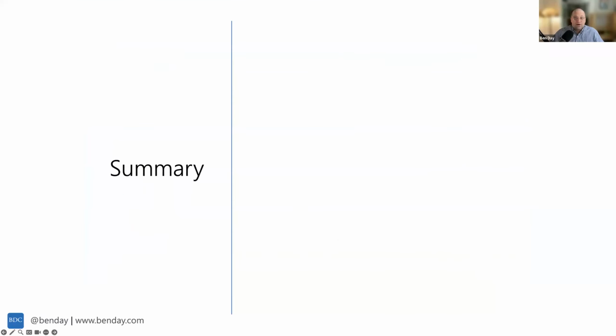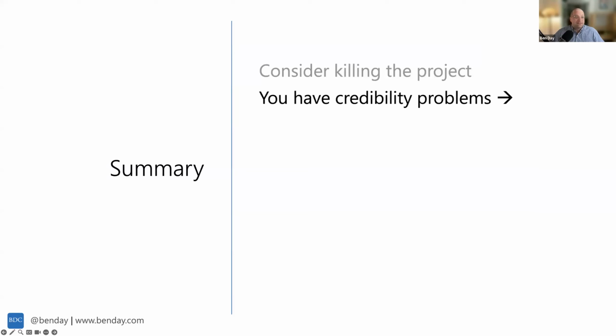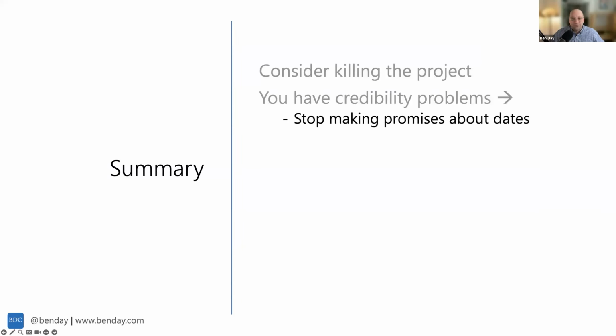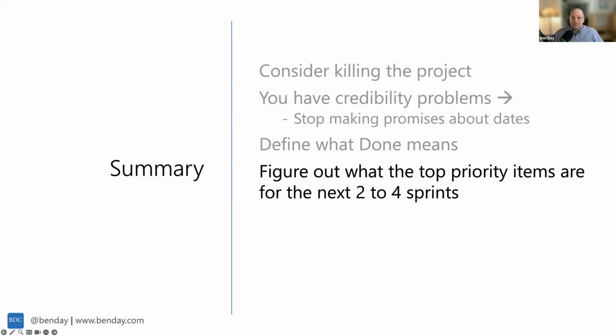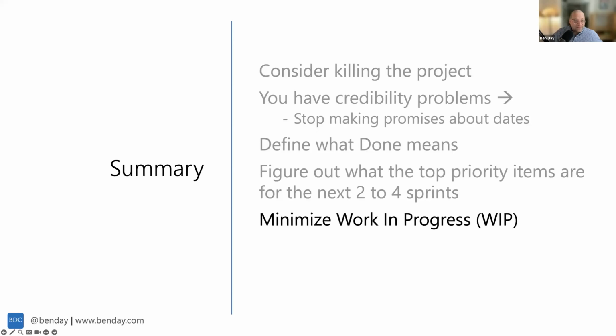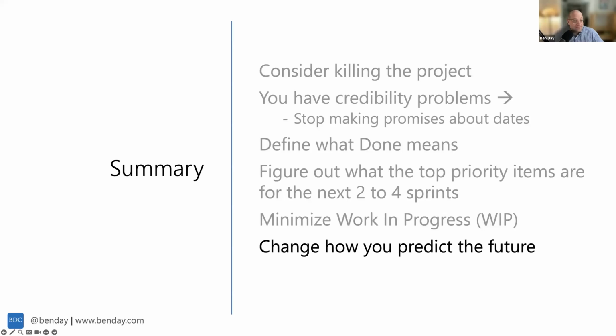So, in summary, start off by considering killing the project. Remember, you have credibility problems, so try to stop making promises about dates. Define what done means. Figure out what your top priority items are for the next 2 to 4 sprints. Really focus on driving things to done and minimize work in progress. And then consider trying to change how you predict the future by using flow metrics.